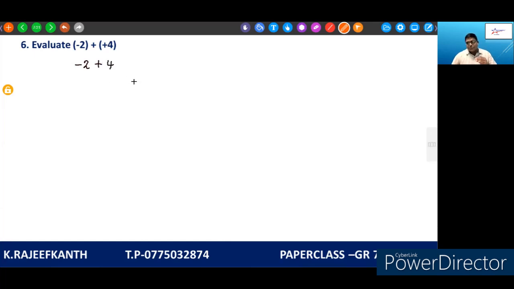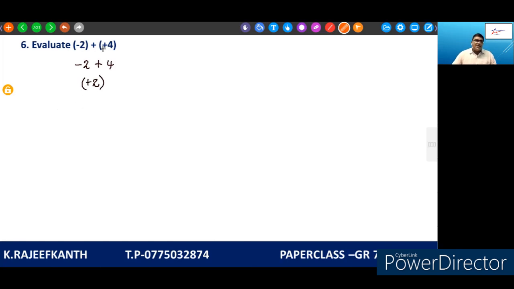Here there are two numbers with two signs. Now we have to check whether the signs are the same or different. Here these two signs are different signs, so we have to subtract. Then 4 minus 2 is equal to 2. Then we have to put the bigger one's sign, that is plus. Then the answer is plus 2.